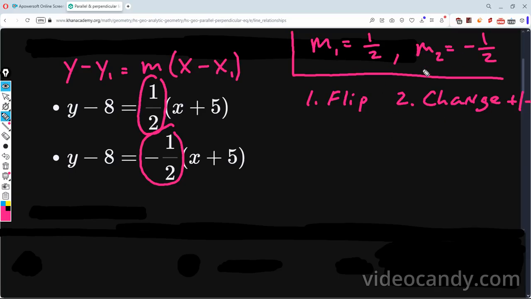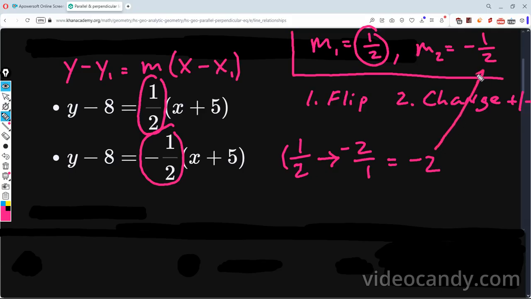You can start with either one. Let's start with the 1/2. Let's flip it or take the reciprocal. So 1 over 2 becomes 2 over 1. And then change the plus minus sign. This is positive, so let's make it negative. Negative 2 over 1 equals negative 2. So we use this one here, and we got the negative reciprocal.